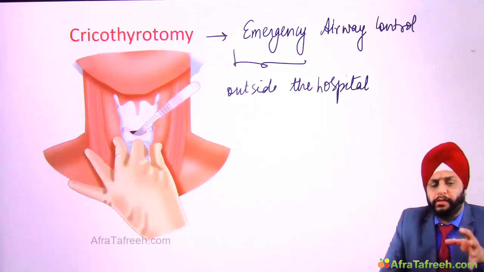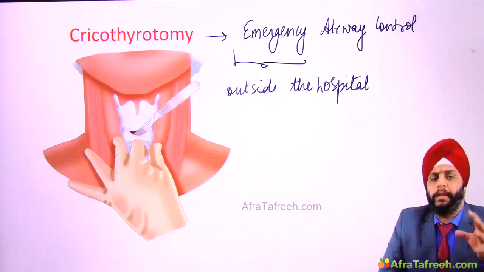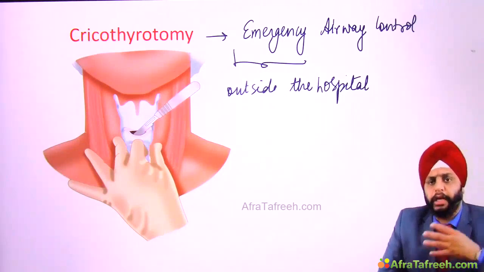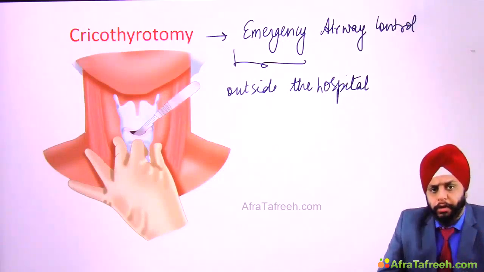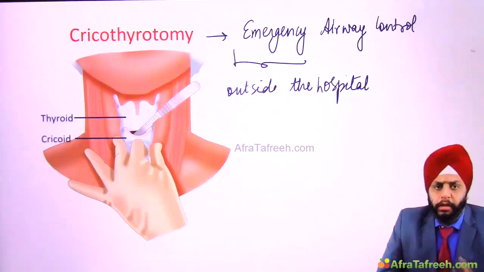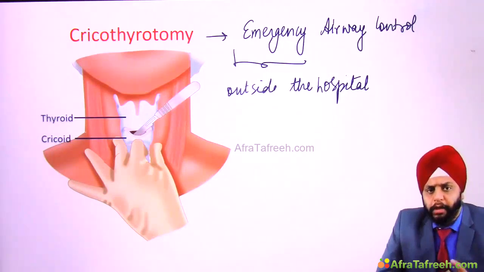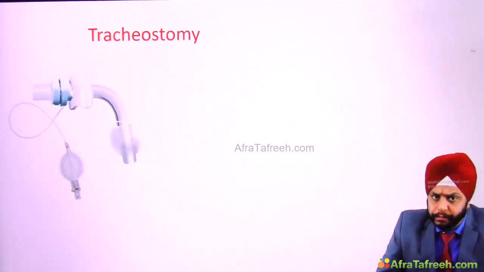So that means this is a procedure which is used in real emergency, right, outside the hospital with the minimal instruments. You have a knife, very good. You don't have a knife, you can even use a pen to do a cricothyrotomy. All right. Now, see, thyroid, cricoid, in between you do your cricothyrotomy. Okay, let's come to tracheostomy.